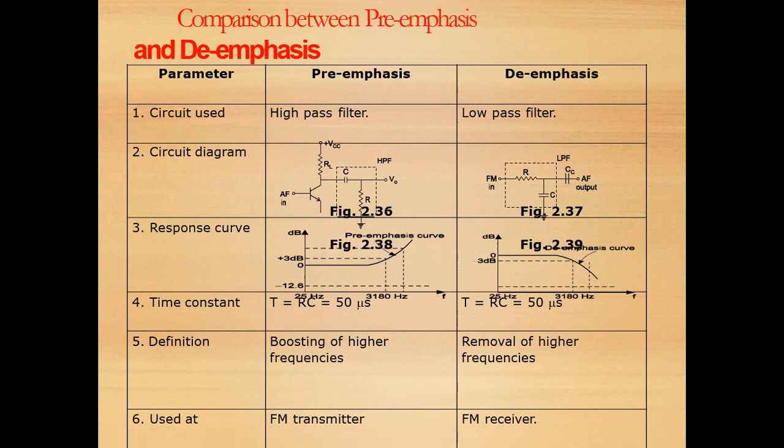The circuit of pre-emphasis is nothing but a high pass filter, and de-emphasis is nothing but a low pass filter. The circuit diagrams and waveforms are shown here. Coming to the time constant, we should maintain 50 microseconds. What we are doing here is boosting the amplitude of higher frequencies, and we are nullifying it in de-emphasis. Pre-emphasis is used in FM transmitters and de-emphasis is used in FM receivers after the demodulation process.